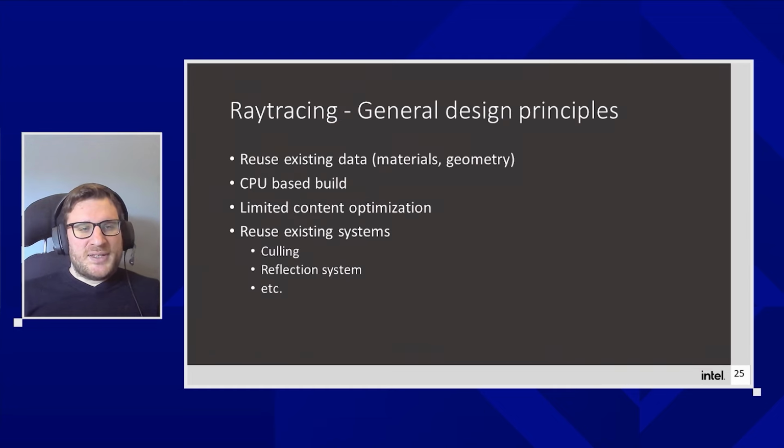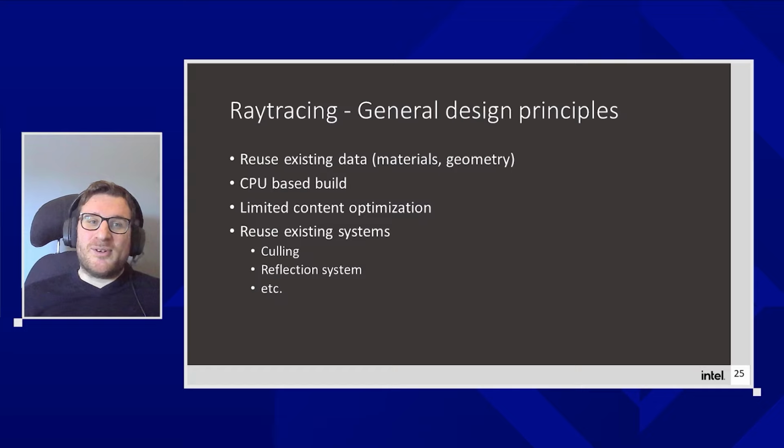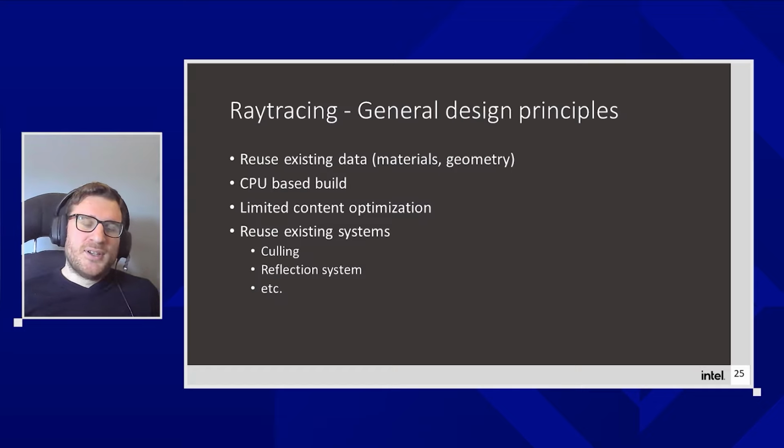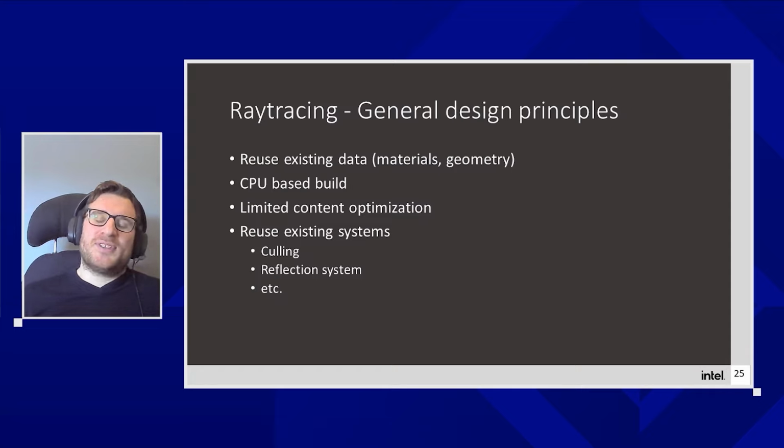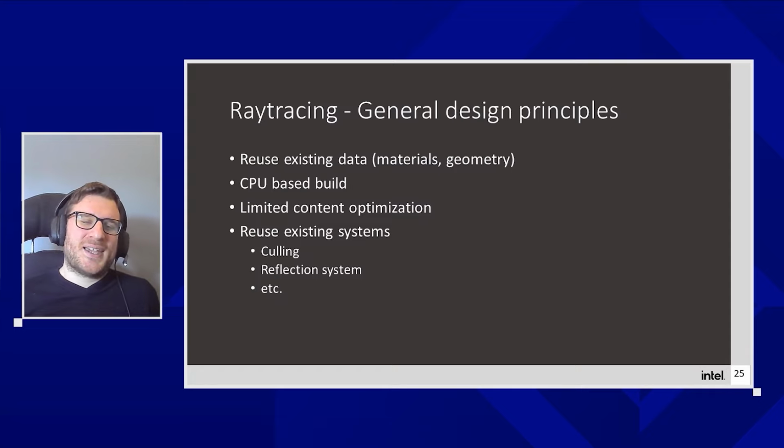So when we were designing ray tracing, or how to implement ray tracing in our engine, we had some main design principles. So the main thing is that we want to reuse as much data as possible. So most of the materials and the geometry that is already available in the engine must be reused. We had limited content optimization. As I mentioned before, we had 20 plus levels in our game, so we didn't have the time to go through every single level and modify every single piece of geometry.